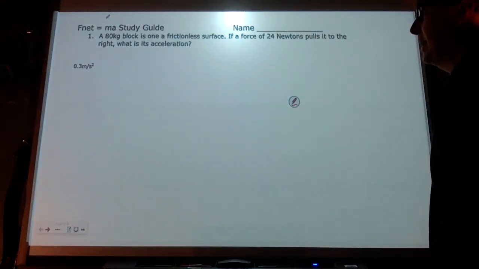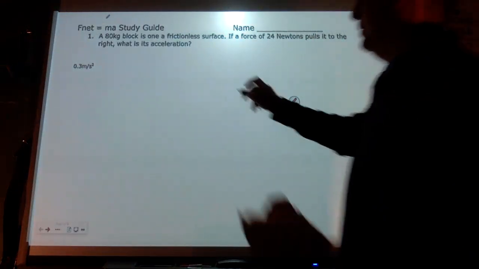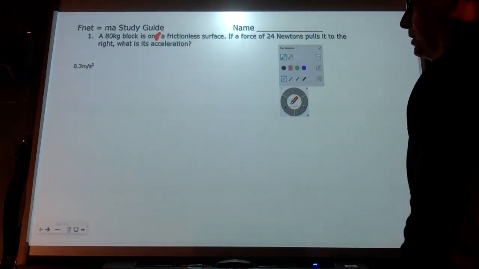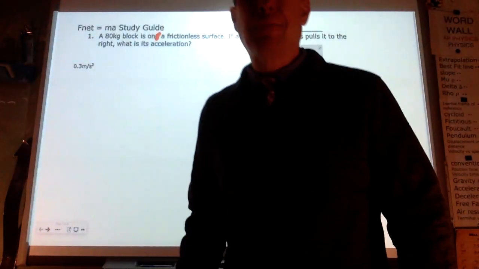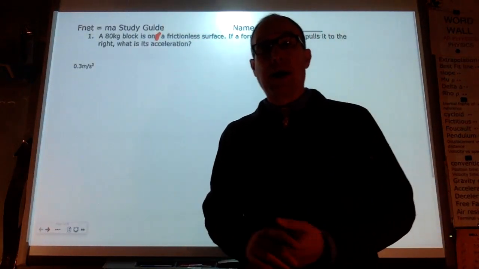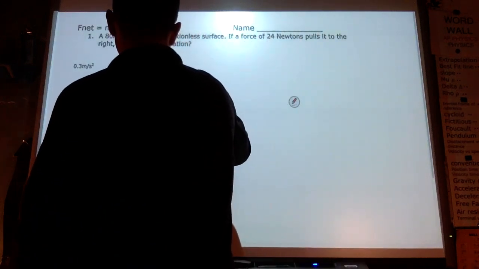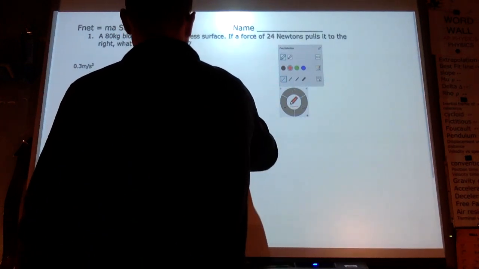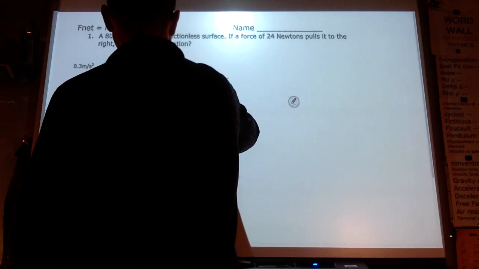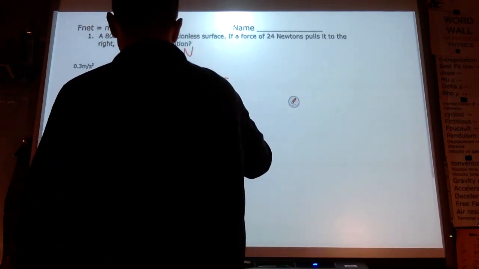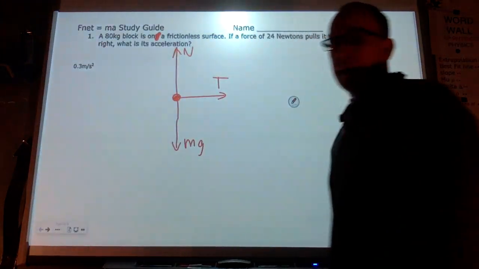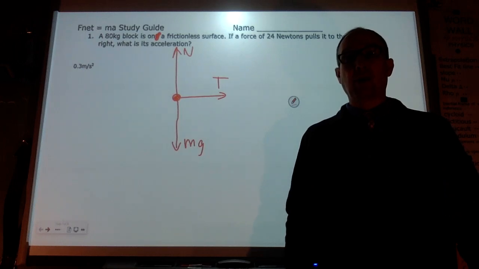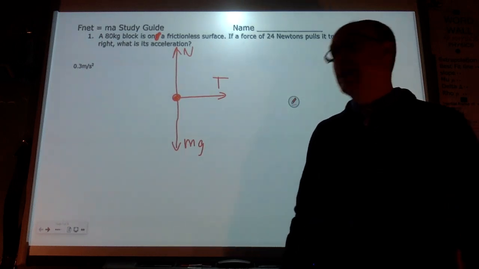All right, so the first one, an 80 kilogram block is on a frictionless surface. If a force of 24 newtons pulls it to the right, what is its acceleration? So our first step for any of these should be to do a free body diagram. So our free body diagram should consist of a dot, and I have a tension pulling it, I have a normal force that's going up, and I have a weight that's going down. So after I do my free body diagram, it should be obvious to me, in this case, where I have the unbalanced force, and that's going to be in the x direction.